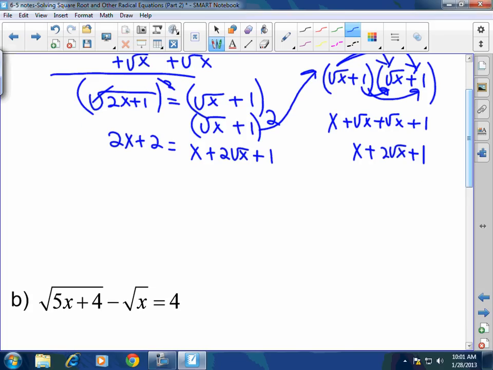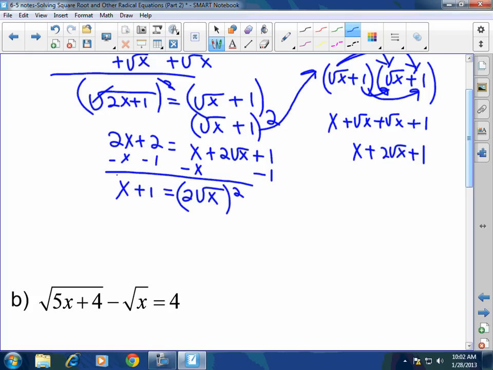let's see what I've got here now, gentlemen. Let's go ahead and solve for x. First of all, we want to get rid of that square root. So let's get rid of this x and let's get rid of that 1. So I've got x plus 1 equals 2 times the square root of x. Let's get rid of that square root of x. So I'm going to square both sides.